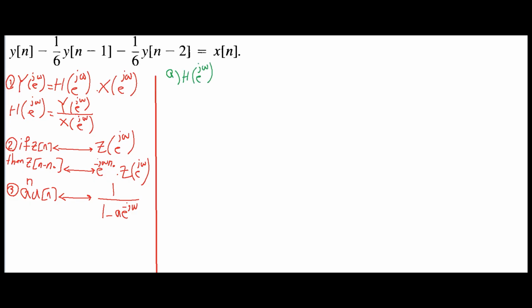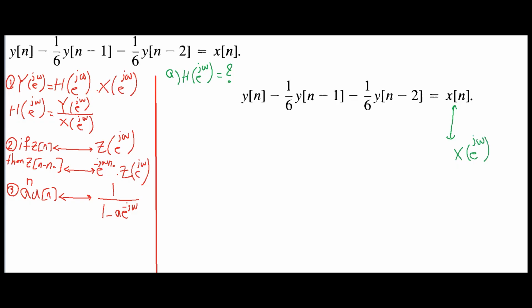Now we move on to solving the problem and finding the frequency response of this LTI system. We first take the Fourier transform of the given difference equation. The Fourier transform of x[n] becomes X(e^{jω}), and the Fourier transform of y[n] becomes Y(e^{jω}).